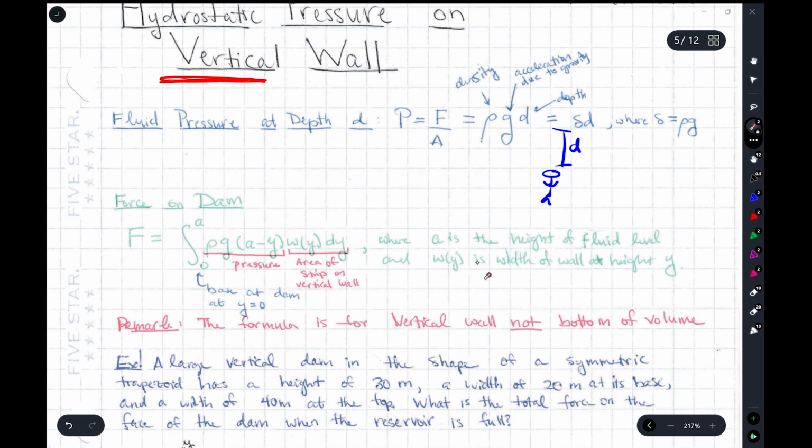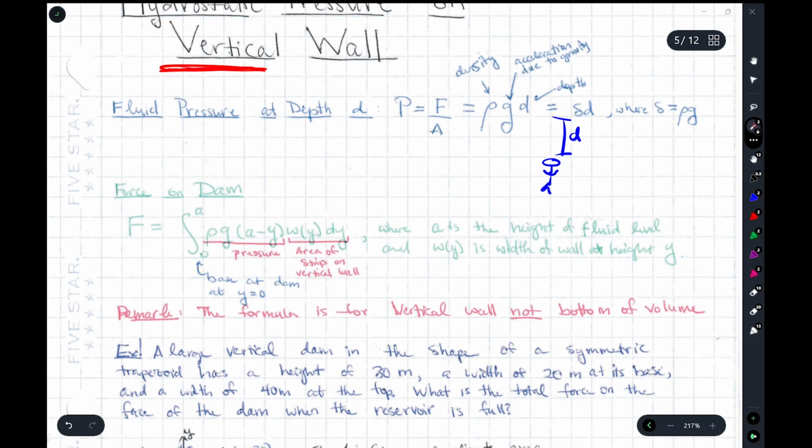And you're looking at a point on the wall that's at a height y, and so above it there's a minus y of fluid. So that's the depth, a minus y. The base of the dam is 0, and so you integrate from 0 to a, the height of the fluid.